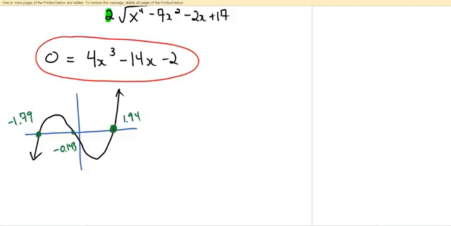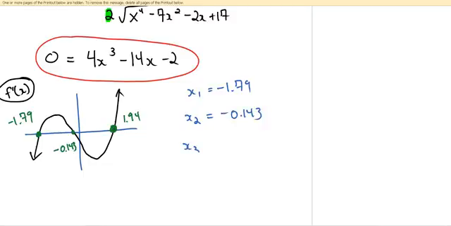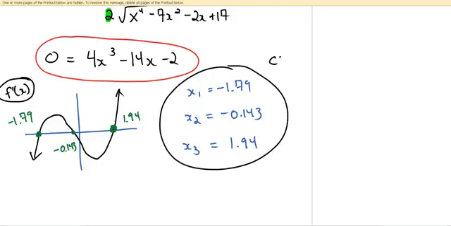Remember, this is actually the derivative, like f prime of x. This is not the original function, this is the derivative. So my critical numbers are x1 equals negative 1.79, x2 equals negative 0.143, and my third root is 1.94. So these are my critical numbers.